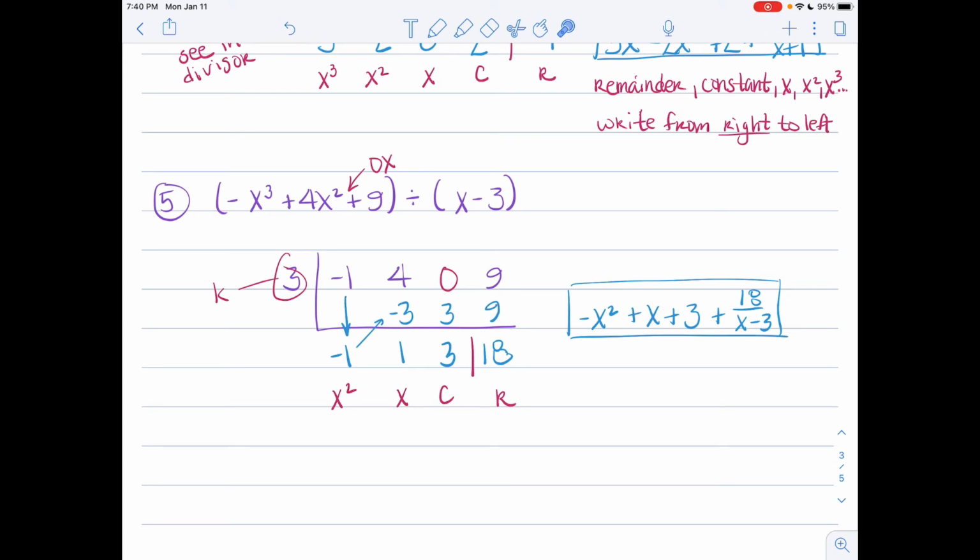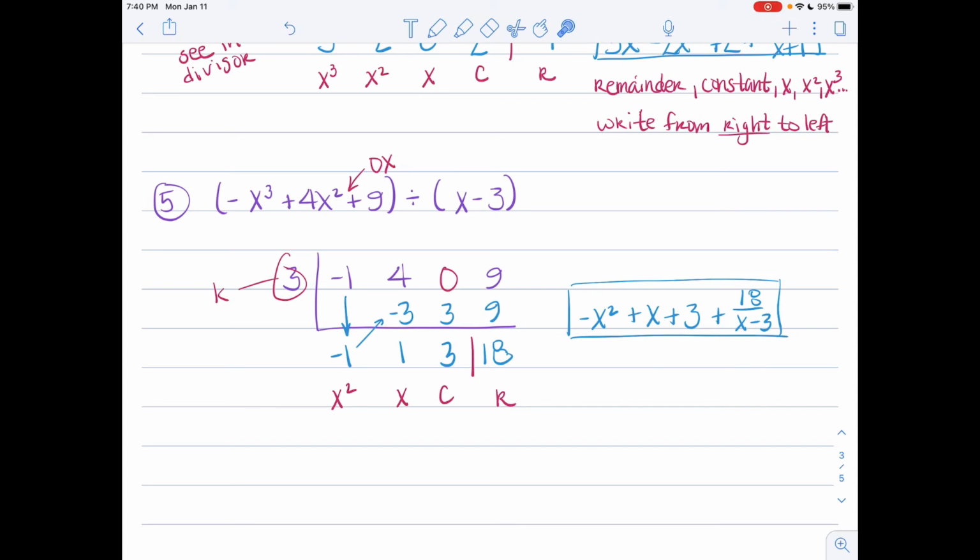Remember to label these starting with remainder on the far right, followed by constant, x, x squared, and that's where we stop on this one. We don't have any more terms to label with an x to the third or fourth or anything.